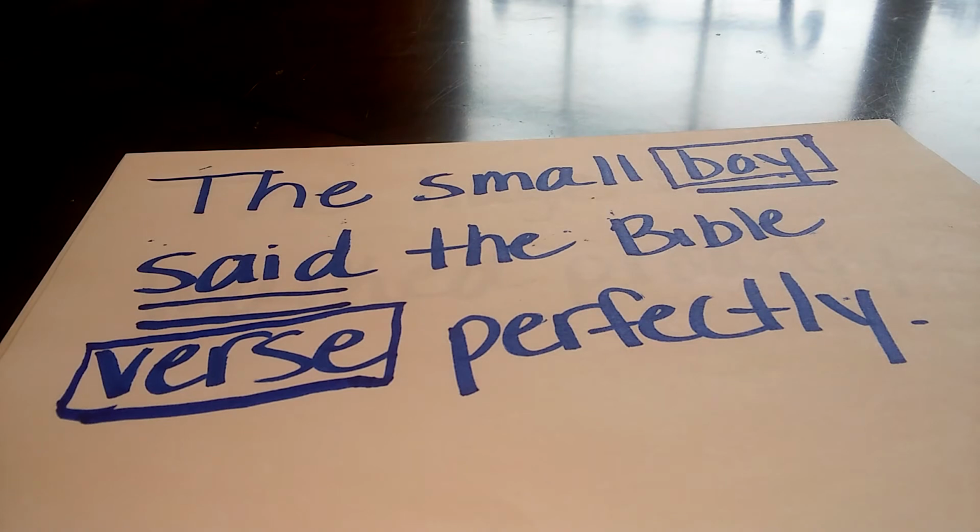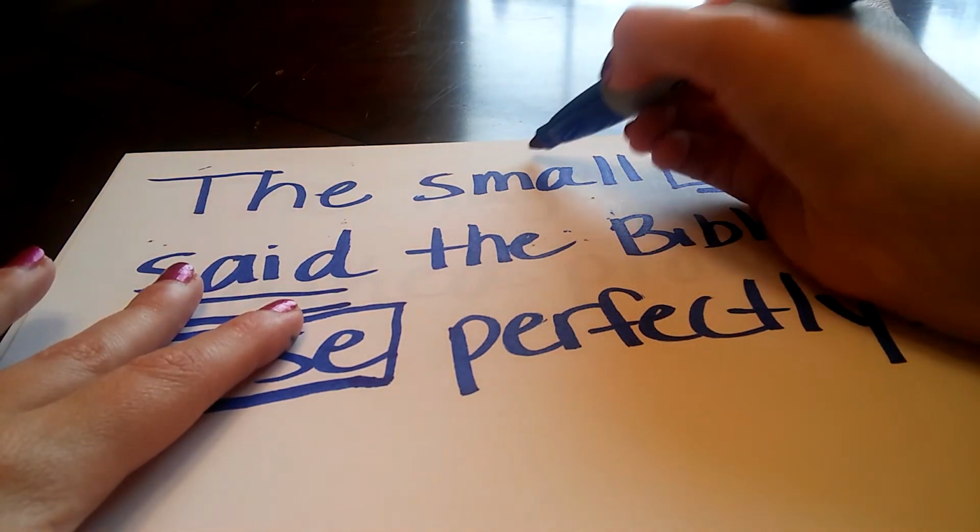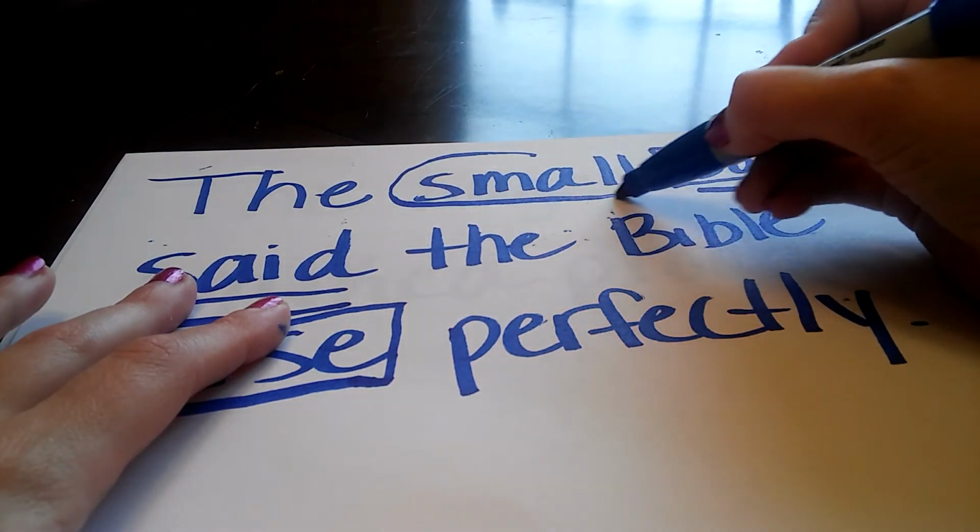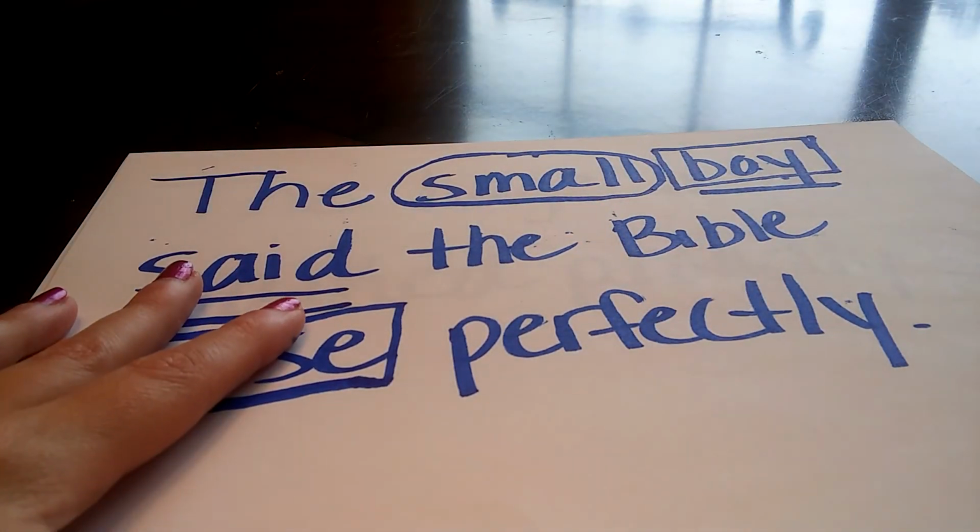All right? The next direction says to find any adjectives that you see in the sentence. You already put a box around the noun. So we're going to look back at the words that you have in a box, which the first one is boy. Do any words in this sentence tell about boy? And answer the question, what kind of boy or how many boys? Small tells what kind of boy, a small boy. So this is an adjective telling about boy.